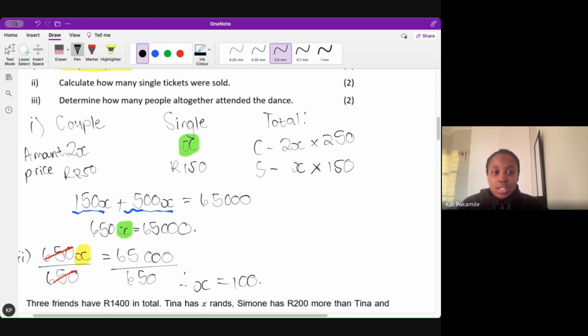And based on the single tickets that are x, we know that couples tickets are 2x, right? So if there were 100 single tickets sold, how many couples tickets were sold? Look at the equations. Couples tickets were twice as many as singles tickets. And we just found that we sold 100 single tickets. That means how many couples tickets did I sell?